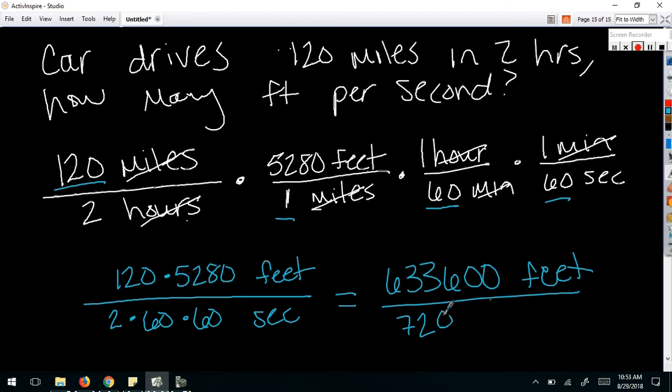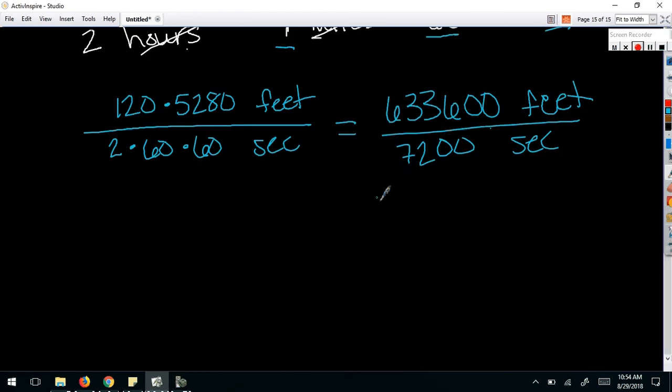7,200 even. Now what happens if you do 633,600 divided by 7,200? Yes, because it's a fraction. Let's see if it goes in evenly. Good, 88. This means that we have taken 120 miles in 2 hours and converted it to feet per second. Okay. I know that this is something that is difficult.